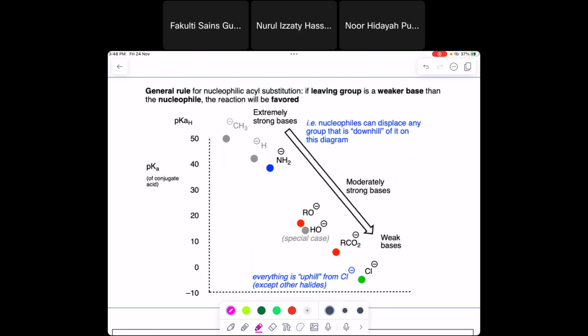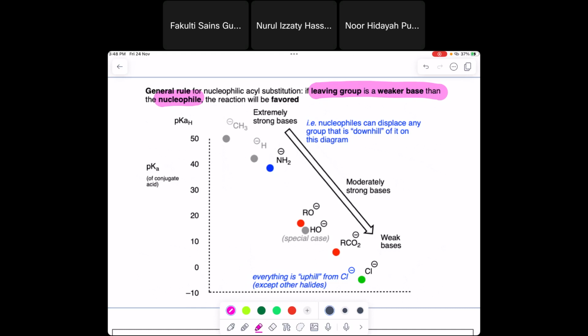So the general rule for this nucleophilic acyl substitution: if the leaving group is a weaker base than the nucleophile, then the reaction will go forward. That's what I said. This is the pKa table. I don't think any one of you is going to memorize it. Before, we thought we had to memorize it, but actually you don't need to, you just get some idea.